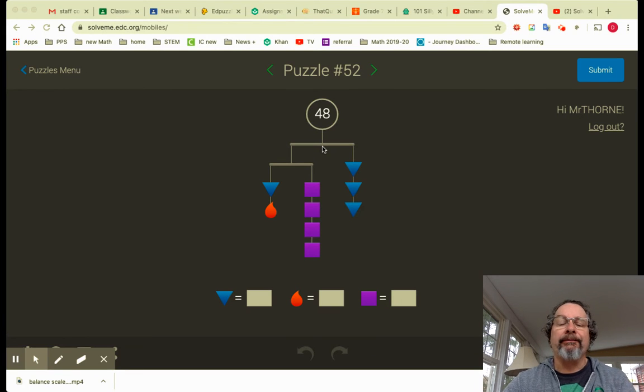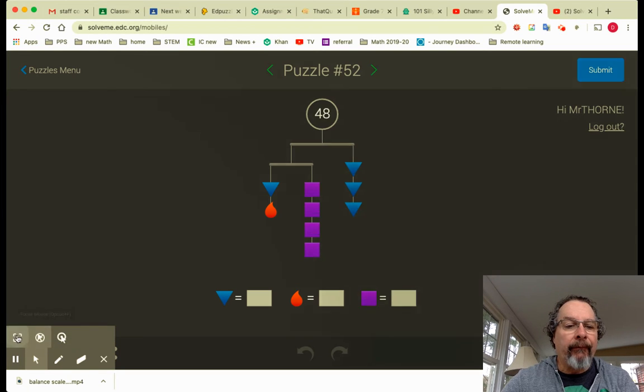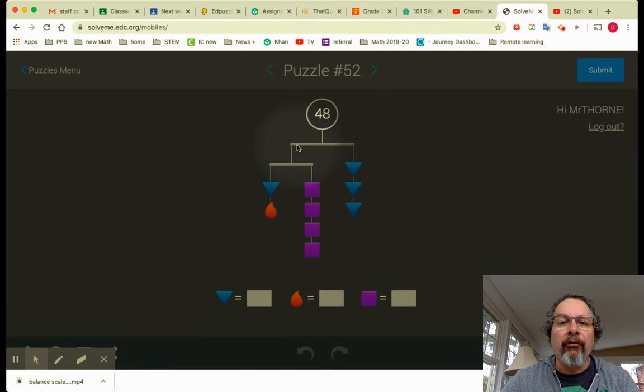In the puzzle you're looking at, the entire value of the puzzle is 48. So if we looked across this top scale, we know that this side of the scale has to be half of 48, and then all the rest of this also has to be 48. We're not giving any values to start with, but we can look at the three blue triangles and know that their value is going to be half of 48, which would be 24.